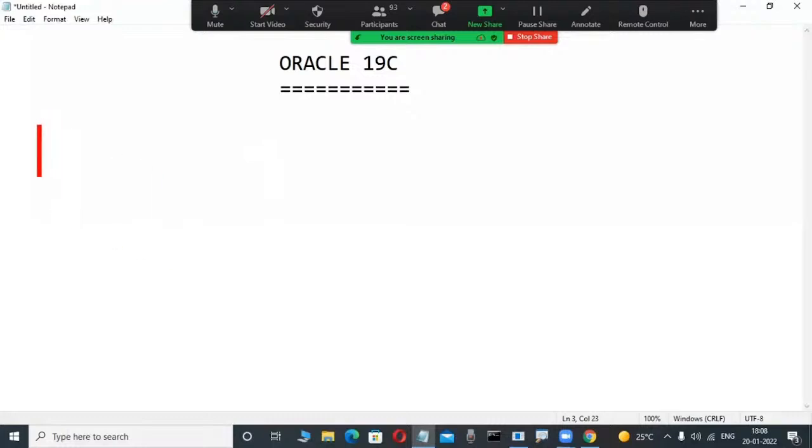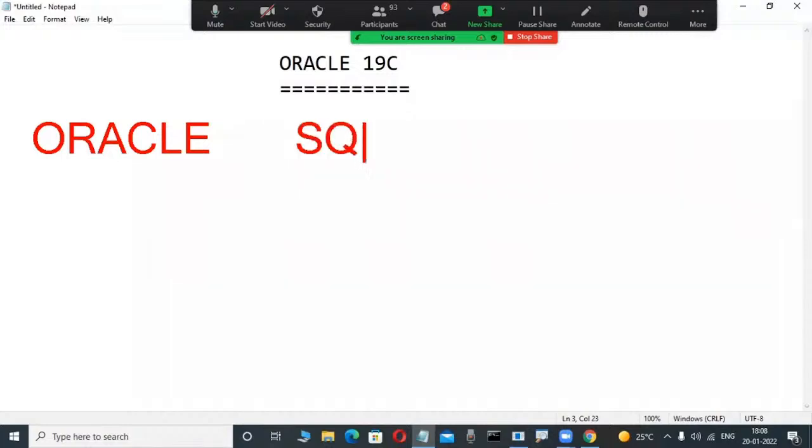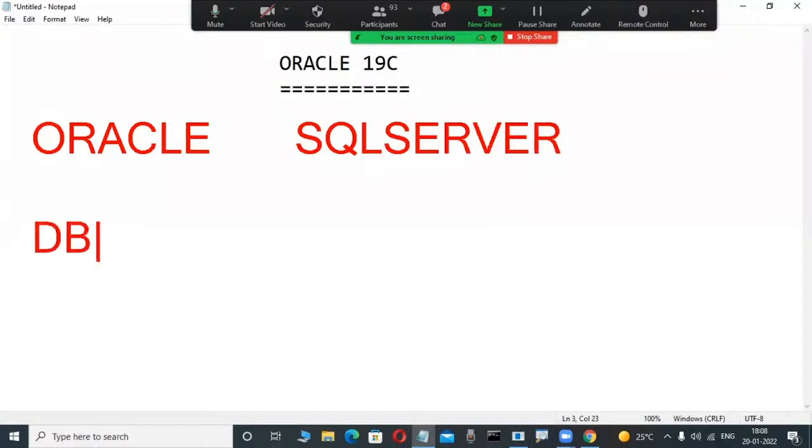Not only Oracle, so many database products are available on the software side. Suppose Oracle is a database product from Oracle Corporation. Observe it here, different companies. Again, maybe many fellows have an idea. SQL Server is a database product from Microsoft. DB2 is a database product from IBM.